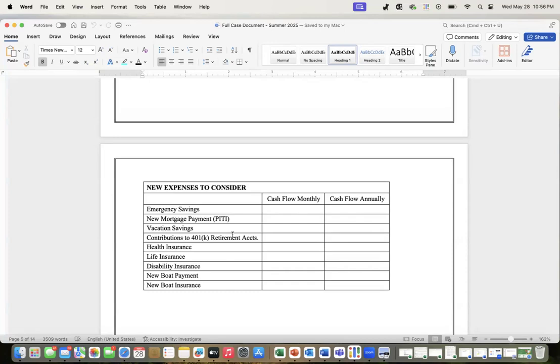They want to start saving for their retirement. They want to make sure that they're making good health insurance decisions and are adequately covered for life insurance, disability insurance, and then potentially even some things related to a new boat.